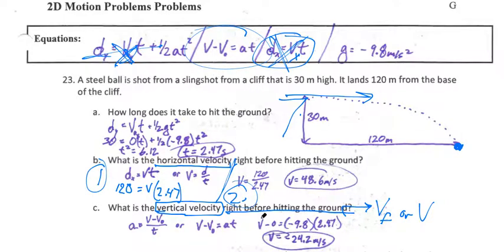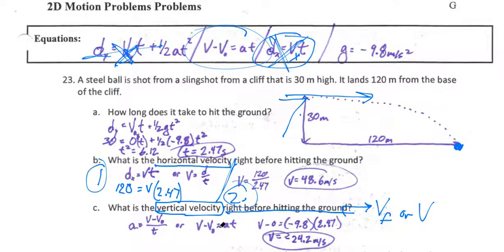So I don't know my final velocity. I know my initial velocity is 0 in the vertical, right? Because I might have a velocity of 48.6 meters per second in the horizontal direction, but that doesn't mean that I've got that same velocity in the vertical direction. In fact, I'm not going down at all to begin with, so that's why I have this initial velocity of 0 in the y direction.